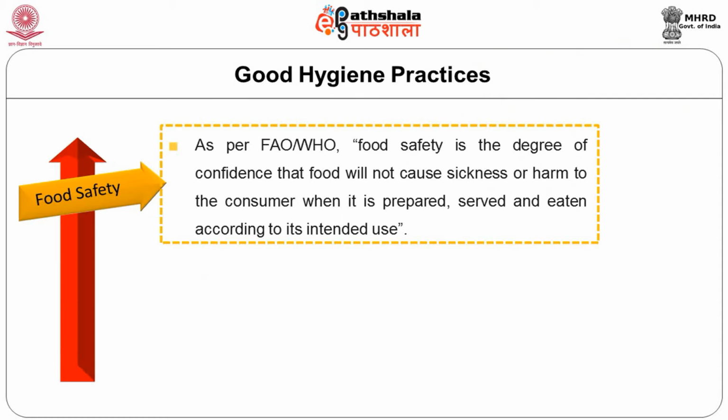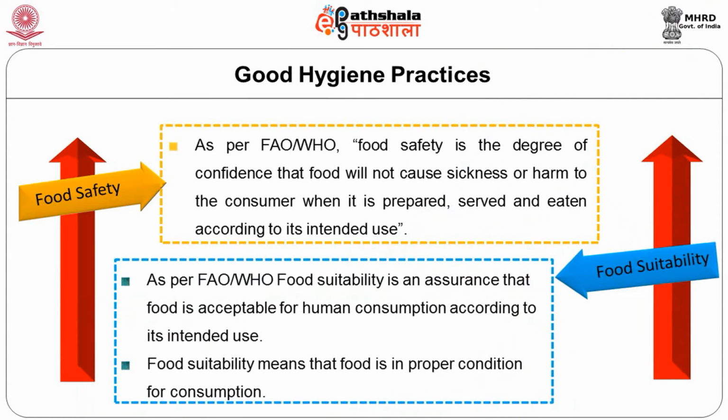Now we try to understand what food suitability is. As per FAO WHO, food suitability is the assurance that food is acceptable for human consumption according to its intended use. Food suitability means that food is in proper condition for consumption. Food may not have any safety issues, but it may not be suitable for consumption according to its intended use. For example, sandwich bread has to be soft, but if it is hard, then it is not suitable for its intended use of making a sandwich.